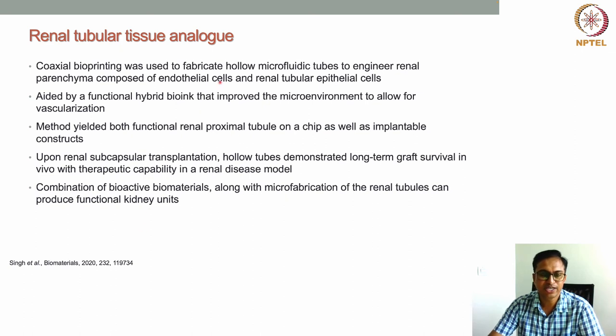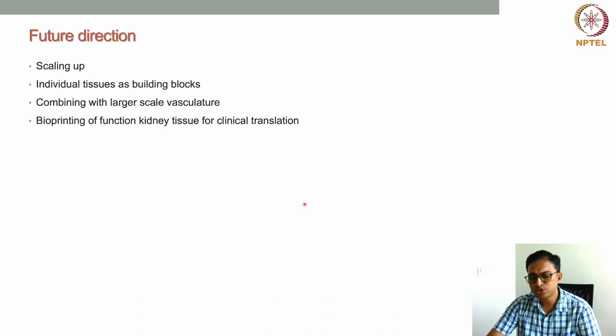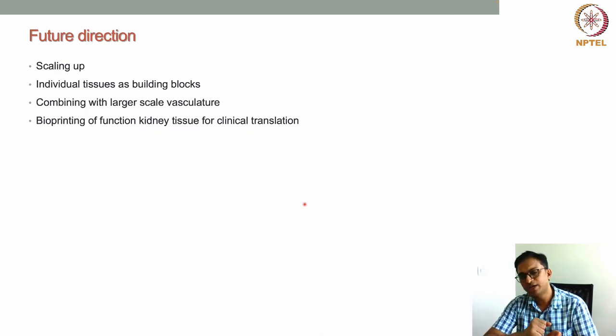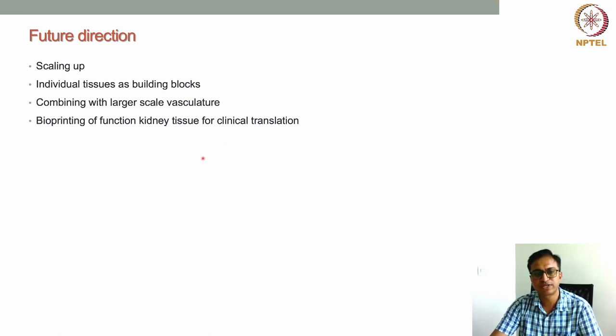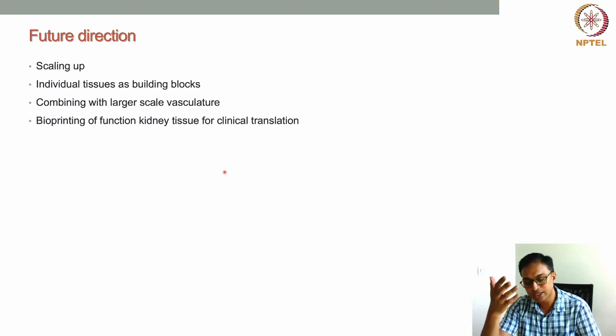So this kind of work has shown the promise of developing functional kidney tissue units by combining bioactive materials and 3D bioprinting with 3D microfabrication techniques. These kidney-specific tissue structures can be very well developed. But for the future direction of all these works, till now we have not achieved bioprinting of fully functional kidney tissue for clinical transplants. We have not reached this stage. Few more further developments are required in this space.